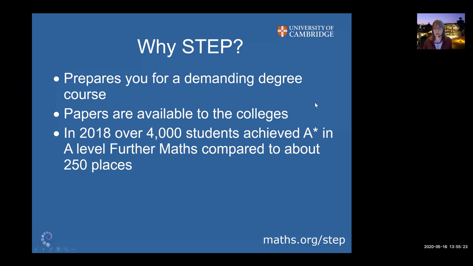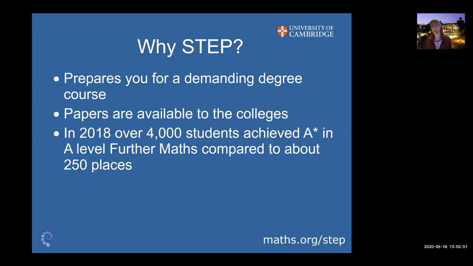And the third reason we do it is basically as a selection tool. To give you an idea of numbers, in 2018, I couldn't find 2019 figures yet, so I'm still on 2018 here. There were over 4,000 students who achieved an A star in A-level further maths. And we assume that they probably got an A star in single maths as well. That's just people doing A levels.